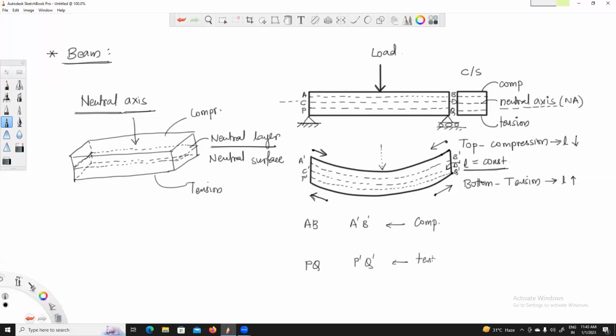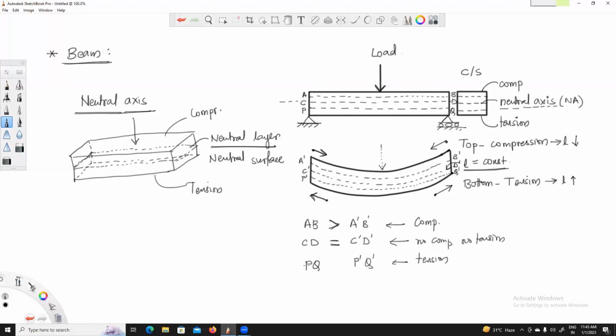and this fiber was under tension. And if you look at the fiber CD, which is along the neutral axis, it has become C dash D dash, and there is neither compression nor tension. So the length of this fiber will remain constant. CD and C dash D dash, these lengths are actually constant. Now, if you look at the other fibers, AB is under compression. Due to compression, A dash B dash will be smaller, so AB will be larger than A dash B dash. That is, the length of this AB fiber has reduced because of compression.